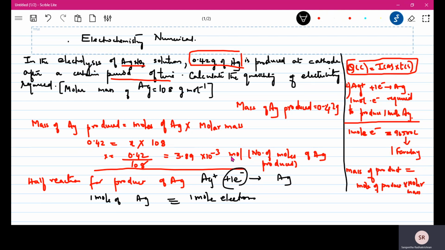How many moles of Ag have you got? 3.89 into 10 raised to minus 3. So you write here 3.89 into 10 raised to minus 3 mole. So under Ag you write Ag, and here we do not know, so I will take something like Y mole electrons. Okay, and then you cross multiply.